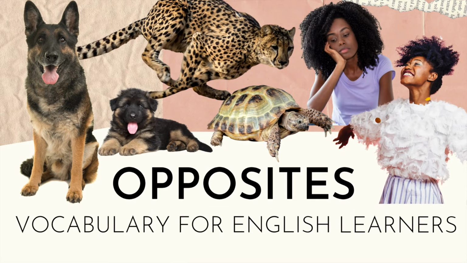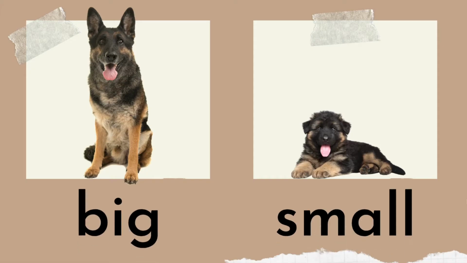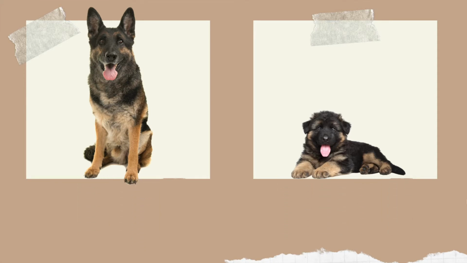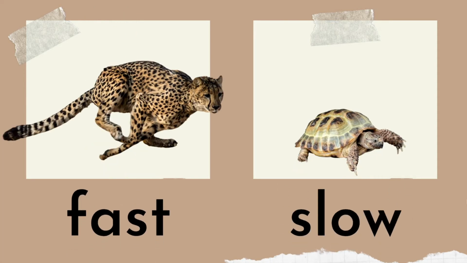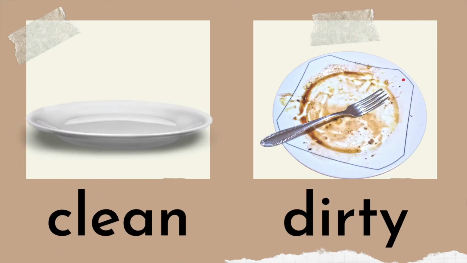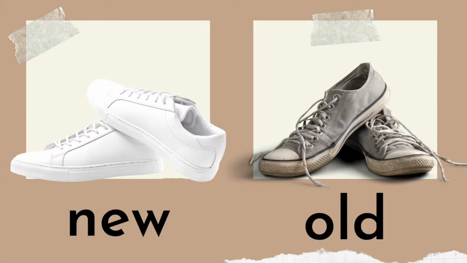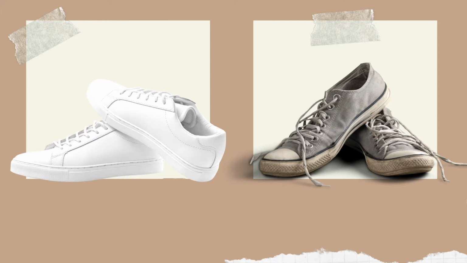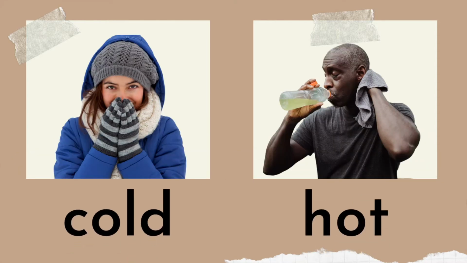Opposites, vocabulary for English learners. Big, small. Fast, slow. Clean, dirty. New, old. Cold, hot.